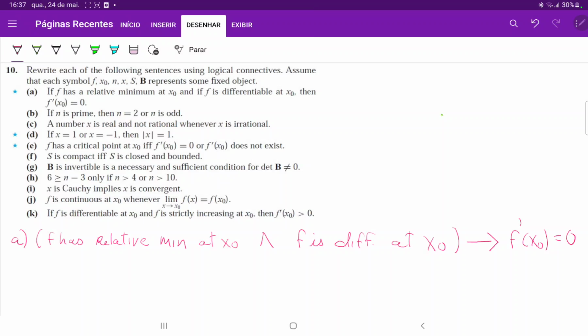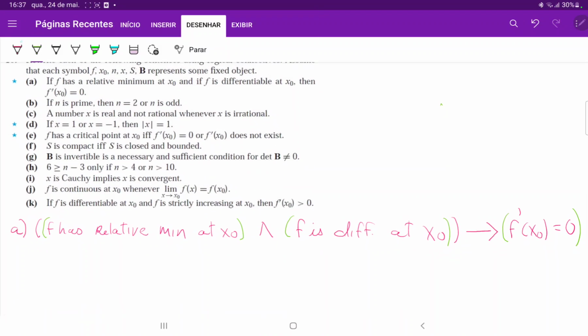And now let's see, if f has a relative minimum and f is differentiable at x naught, then f prime of x naught is equal to 0. Yeah, that is correct. And maybe because these are complicated statements, we could just put an additional set of parentheses so that we can evaluate each one separately, right? And then this one, yeah.